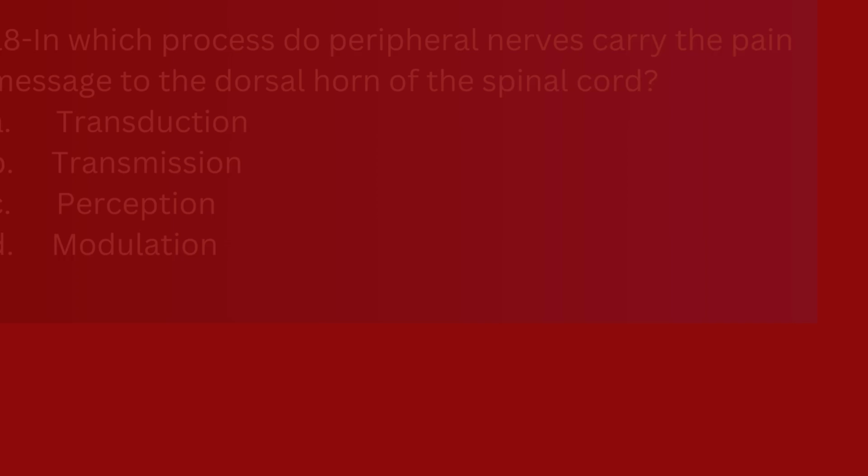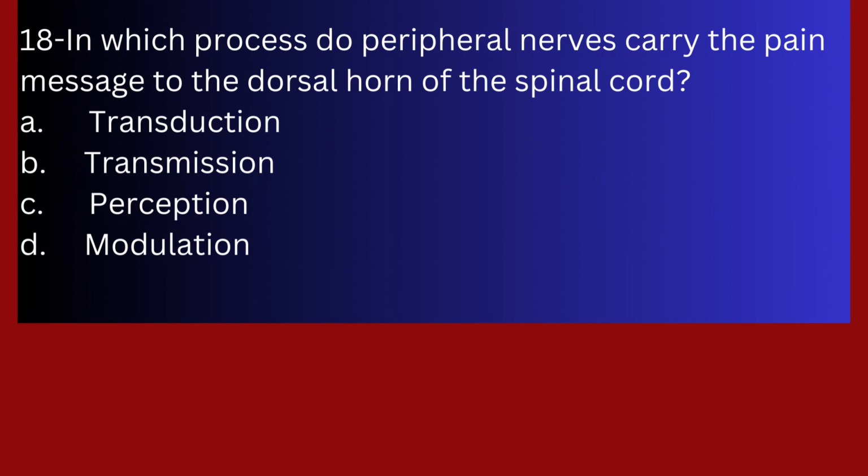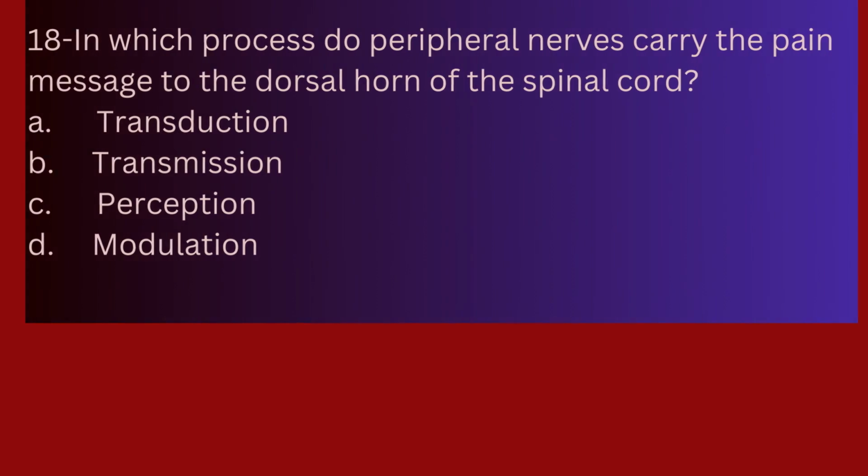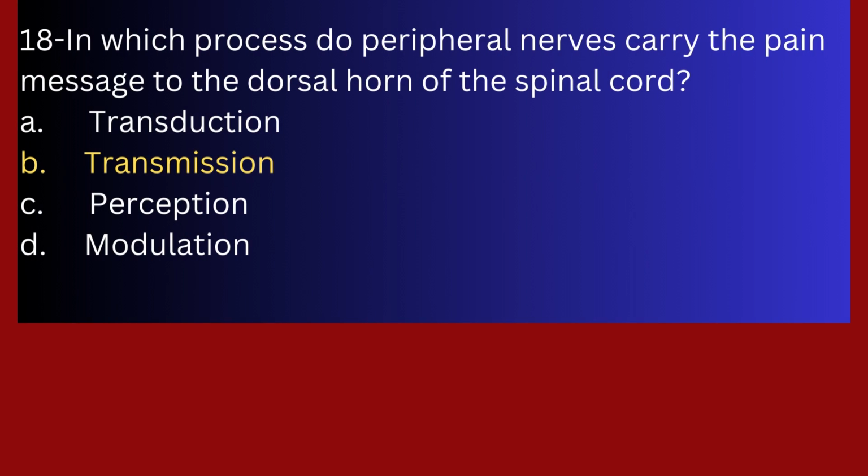Question number 18. In which process do peripheral nerves carry the pain message to the dorsal horn of the spinal cord? A. Transduction. B. Transmission. C. Perception. D. Modulation. The answer is B. Transmission.